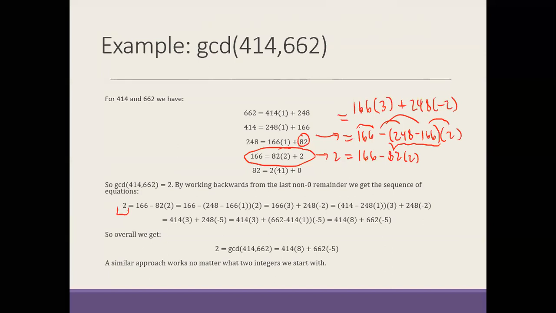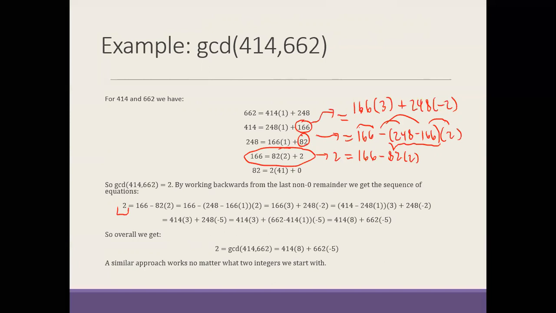You can check that out. 3 times 166, what is that? 496 or something like that? Did I totally botch that? 498, thank you. 3 times 166 is 498. 2 times 248 is 496. 498 minus 496 is 2. So we're good to go so far. I always like to check to make sure things are working out. But I don't want 166 and 248. What do I really want? 662 and 414.